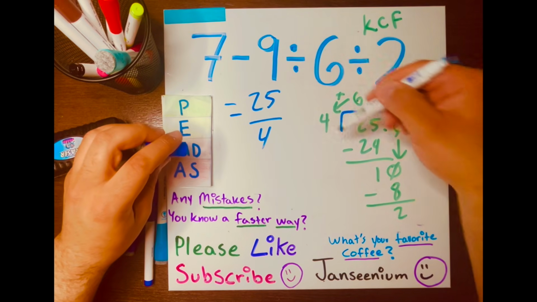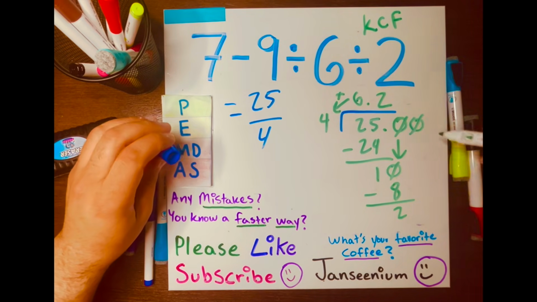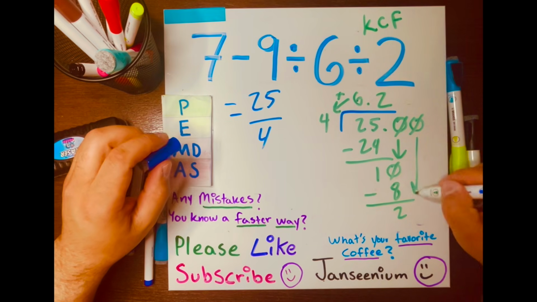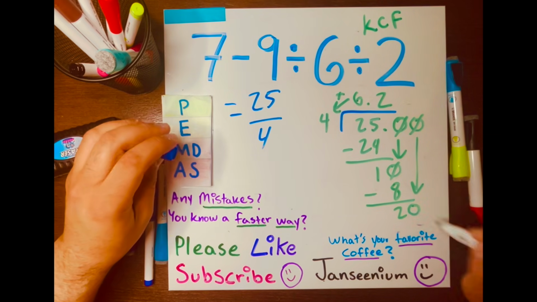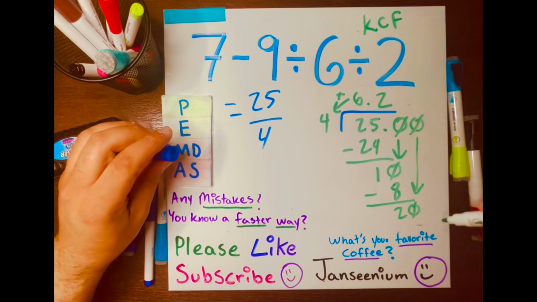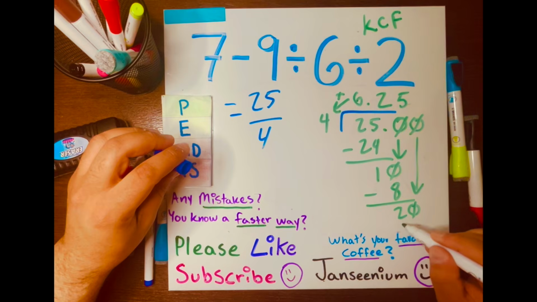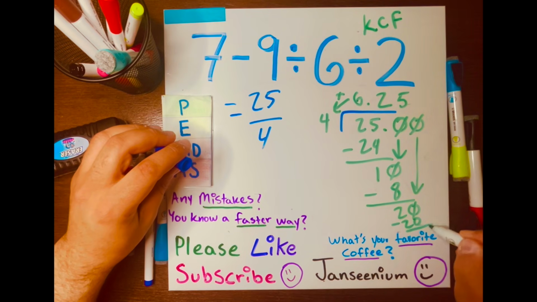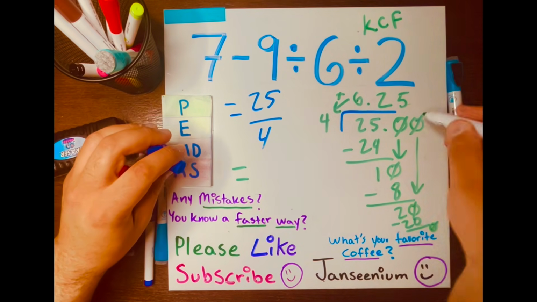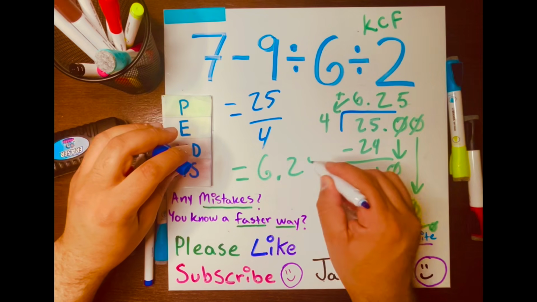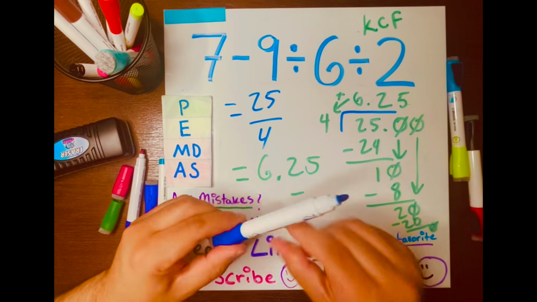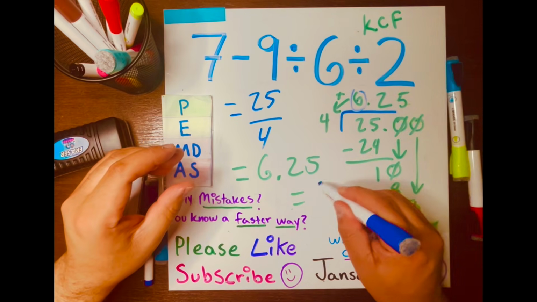How many times can 4 fit into 2? You cannot, so the 2 needs to borrow a 0. Give the 0 to the 2. Now the 2 becomes 20. How many times can 4 fit into 20? 5 times. And 5 times 4 is 20, and 20 minus 20 is 0. So your answer in decimal form is 6.25, or you just write the 6 as the whole number.